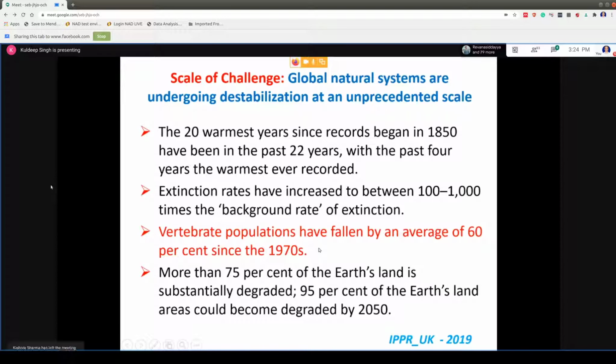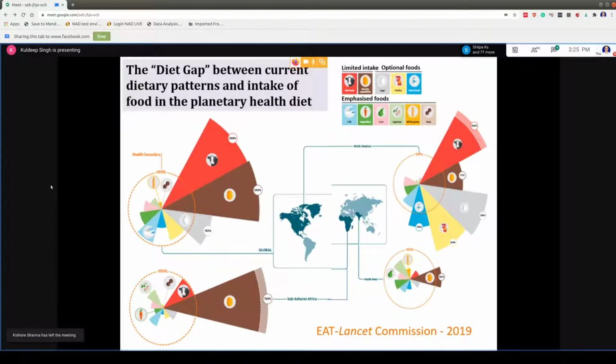Human population has grown, but at the cost of something else. Look at the last one. More than 75% of Earth's land is substantially degraded, and that has put us into a difficult situation for years to come. When population is increasing, the climate is changing, and other things, soil degradation is there. All these are going to put us in difficult situations in years to come.